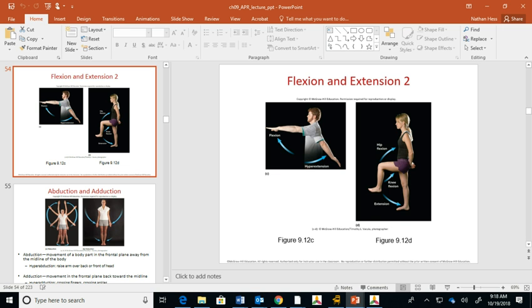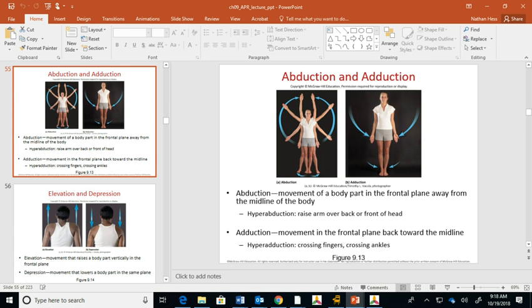Okay, next motion is abduction and adduction. Now, in order to keep this from being confusing, we will call it a abduction or a deduction because they sound so similar, right? To abduct, like to take something away, right? I'm moving my arms away from my body. I'm abducting a child, right? I'm taking them away.